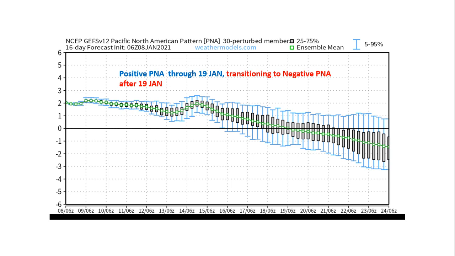So, what have we gleaned from the PNA forecast? Most of the models are predicting at the current time that the PNA will stay positive through about the 19th of January and then possibly transition to a neutral or even negative phase of this teleconnection after the 19th of January. So we need to keep an eye on that, okay? Because that could attempt to change the configuration of the polar front jet stream.